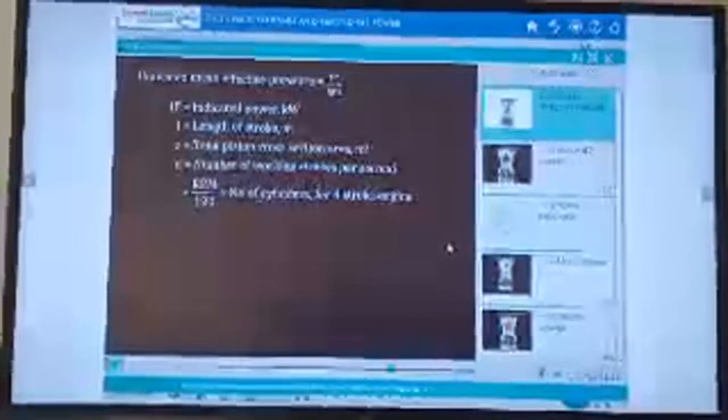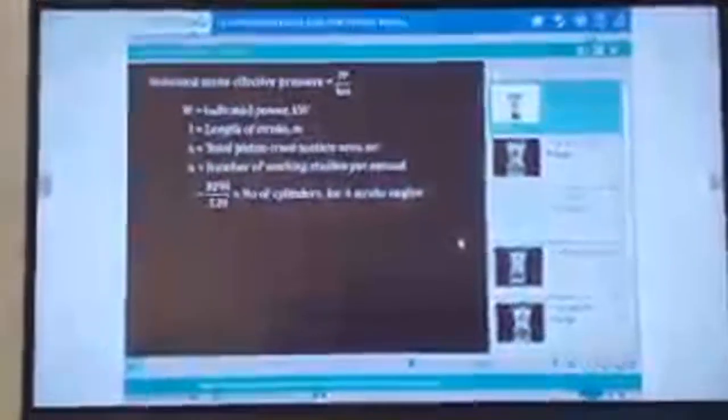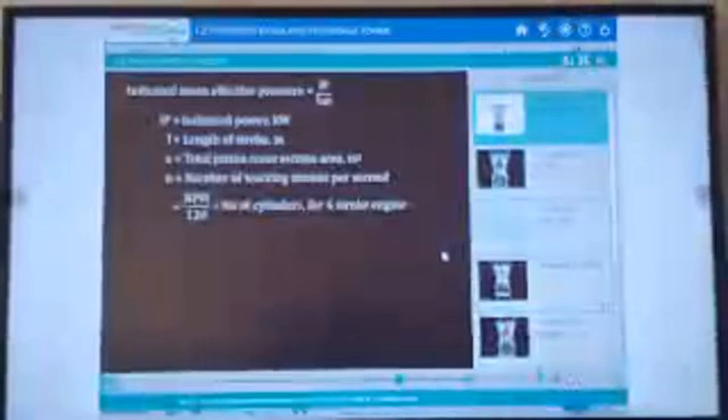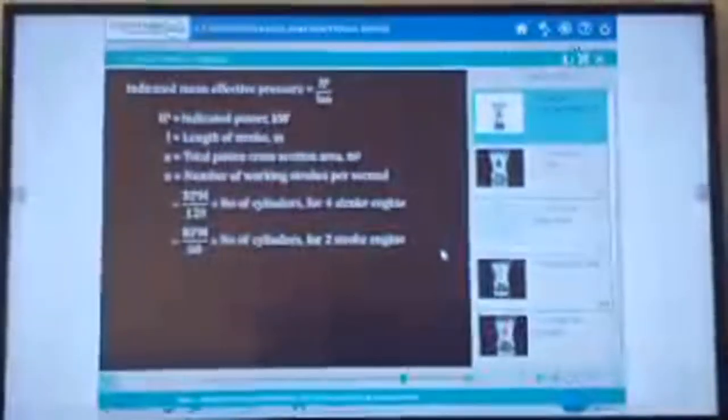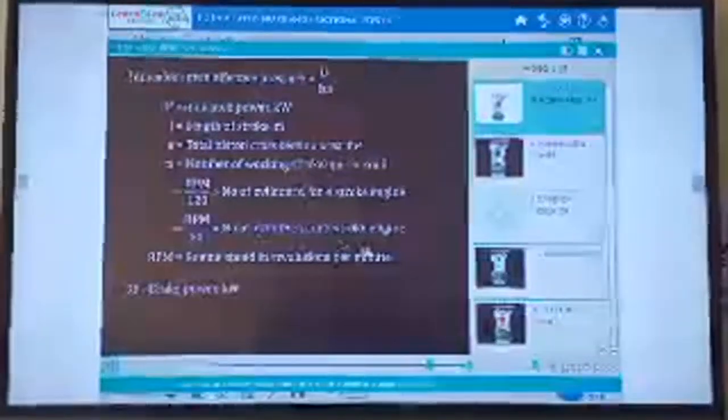RPM divided by 120 into number of cylinders for 4-stroke engine. RPM divided by 60 into number of cylinders for 2-stroke engines. RPM is equal to engine speed in revolutions per minute. BP, brake power in kilowatt. Brake mean effective pressure is equal to brake power divided by LAN.